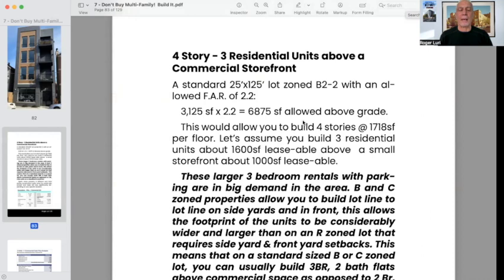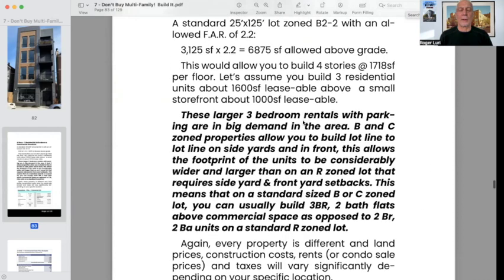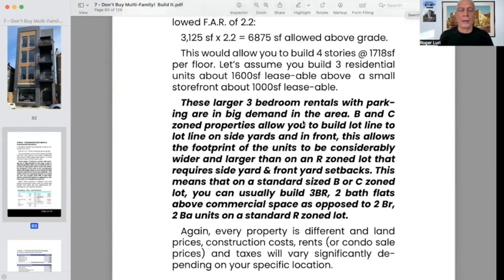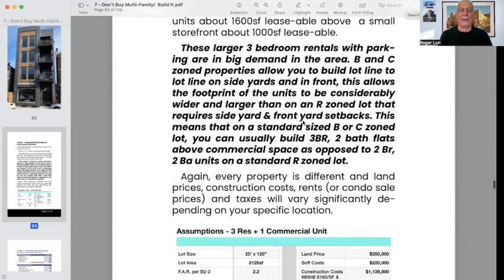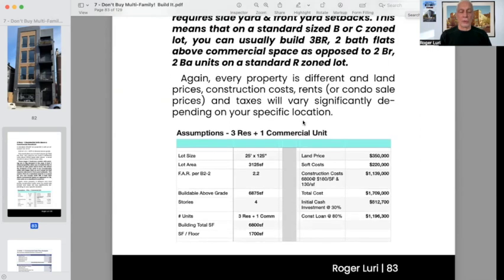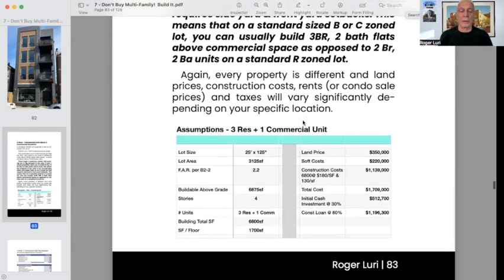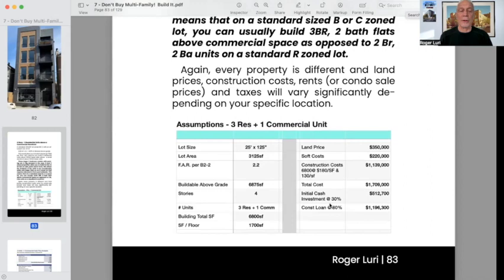So that allows us to build these 3 bedroom, 2 bath units, which are in big demand here, right? So this is all straight out of the book. This is in the book that you can see there, right?